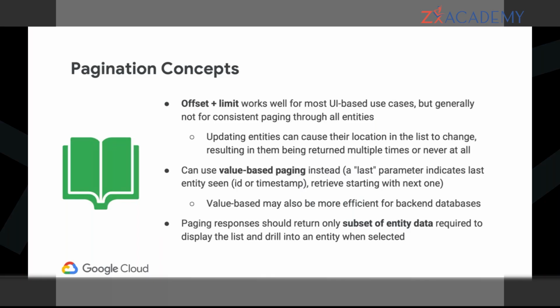Now what exactly do we mean by value based? Apart from offset and limit, in the response the server will provide a parameter called last. Last will either contain a unique id, the id of the last resource, or the timestamp when the query was made to the database. So either you provide the record id of the last record, or the timestamp of the query.